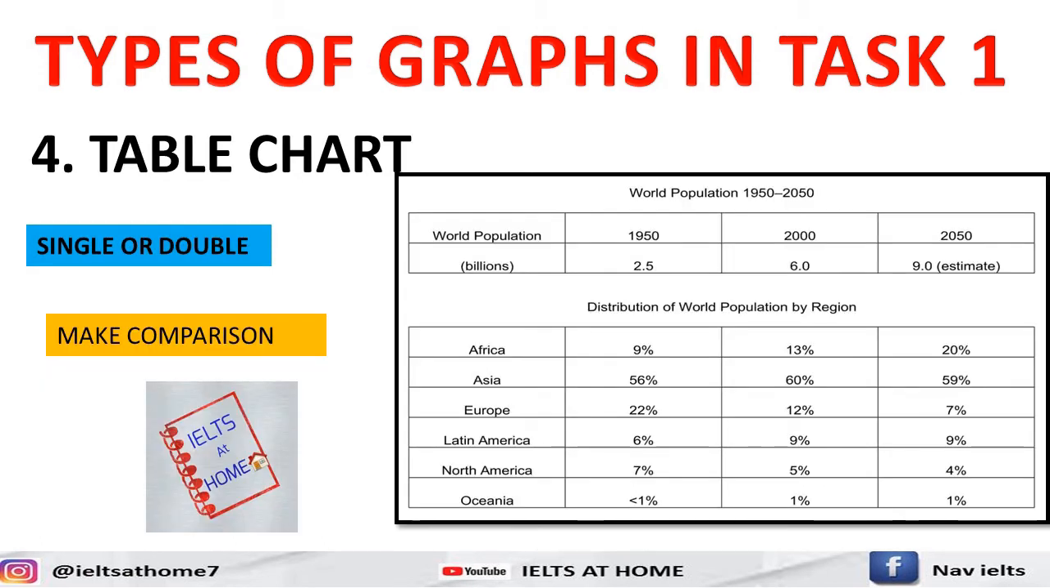Now the fourth type is the table chart or tabular representation. You can see the data is given in rows and columns. It may come in single or double, it depends upon your exam. Sometimes it comes with a combination of other charts, like a table chart with a bar graph, a table chart with a line graph, or a pie chart, or all these 4 types may come together with each other. These are called hybrid graphs. So this is the main fourth type, that is the table chart.